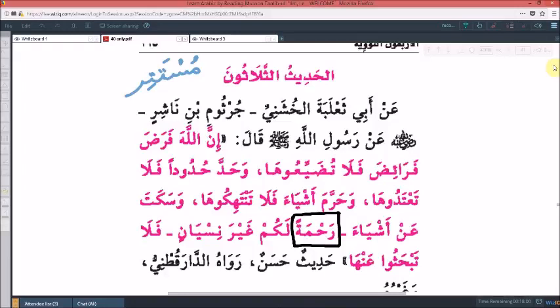Ghayra nishyanin. Ghayra, and this is mansoob because of that same thing, that's the hal. Why is this mansoob? Because of the hal, the situation, the condition. Why was he quiet? What was the condition of him being quiet? Rahmatan lakum. Because he was merciful towards you, right? Out of mercy for you. That's why he did it. That's why he was quiet. And then we have ghayra in that same position. The hal.